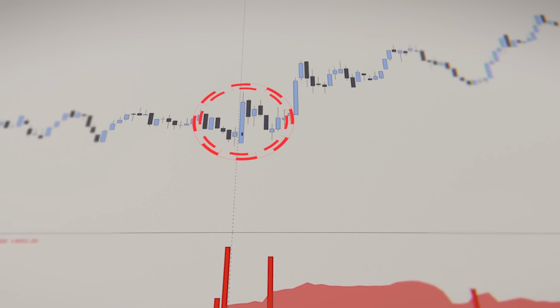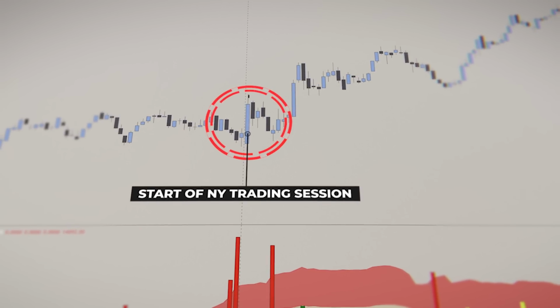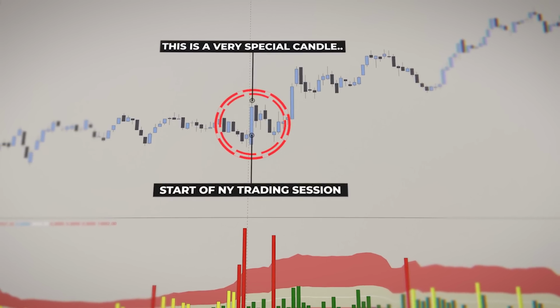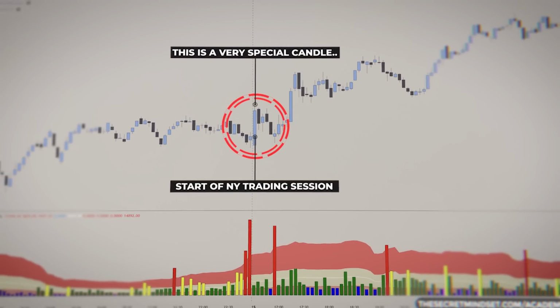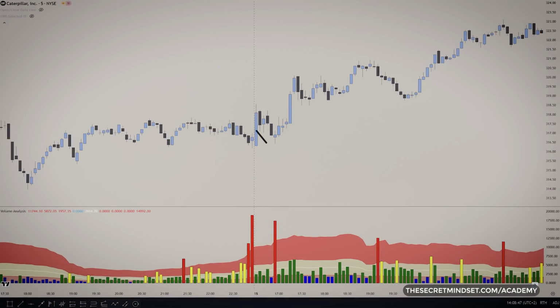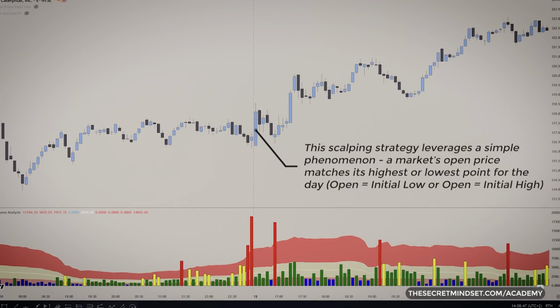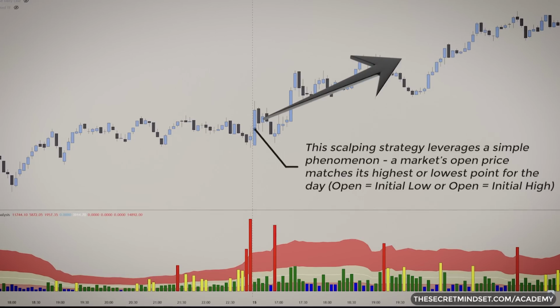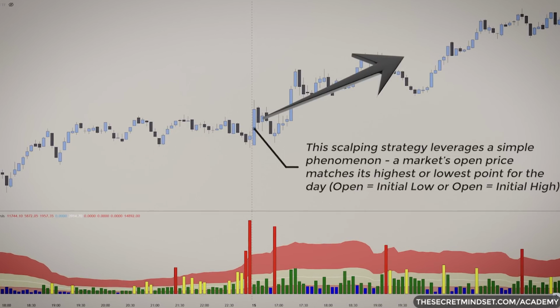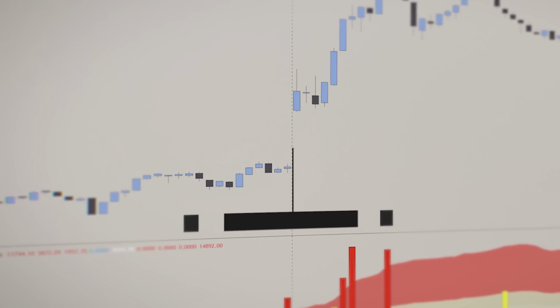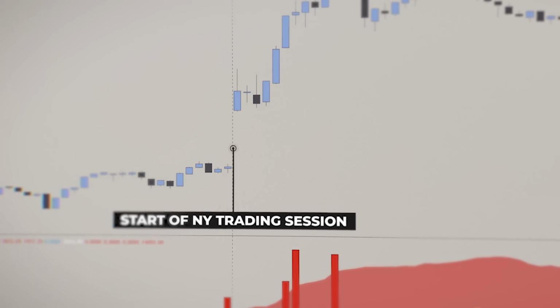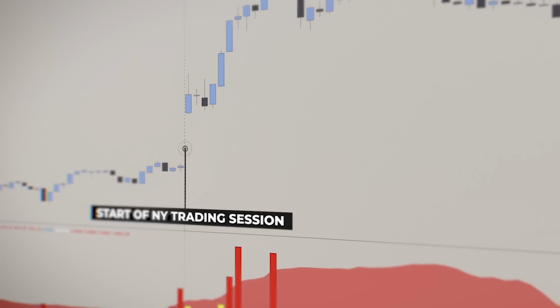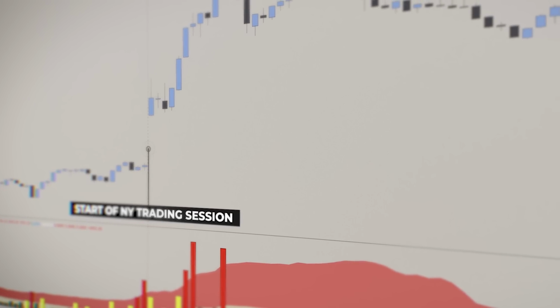So today I want to share with you an intriguing scalping trading strategy. This strategy leverages a simple yet powerful phenomenon that a market's open price sometimes matches its highest or lowest point for the day. When this occurs, it creates a scalping opportunity. You see, on such a day, the market has essentially revealed where it sees strong support or resistance.